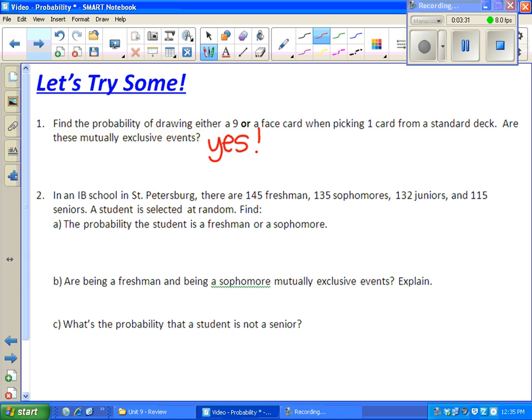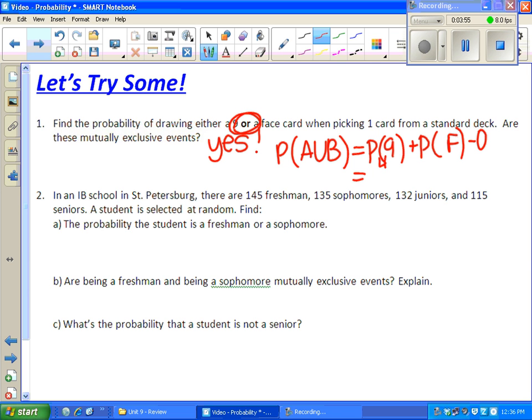So since they are mutually exclusive, I can do the probability of A or B happening. So the probability of drawing either a 9 or a face is really the probability of drawing a 9 plus the probability of drawing a face. Now I could subtract off 0 because that's the probability that they both happen at the same time. Otherwise, I know the probability of drawing a 9 out of a deck of cards is 4 out of 52, plus the probability of drawing a face card, that's 12 out of 52. So my final answer is 16 out of 52.